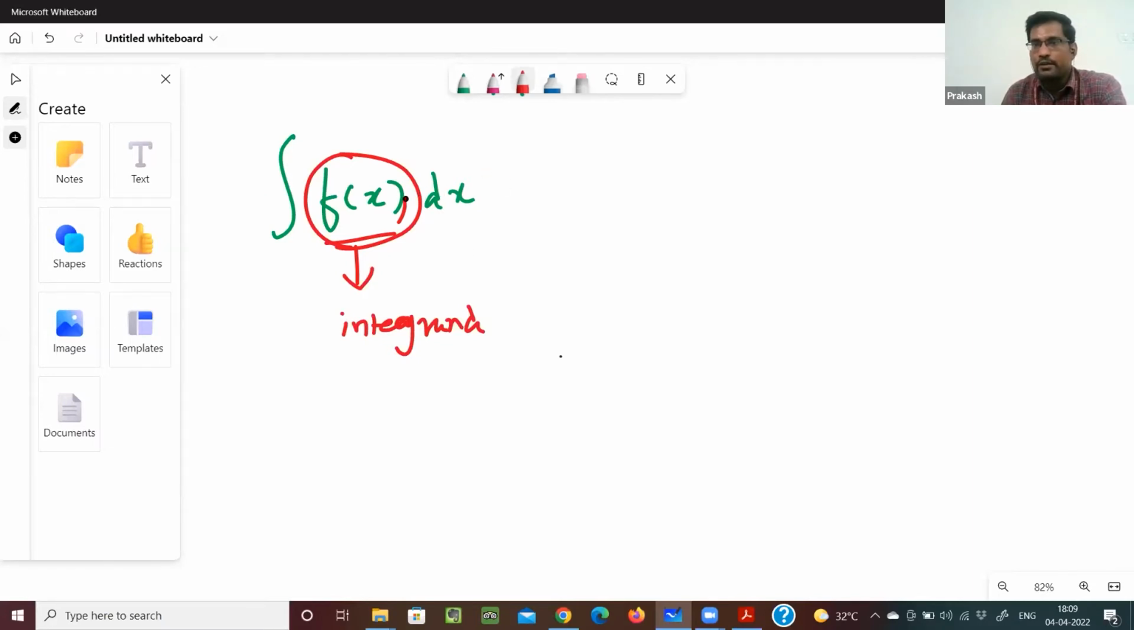Here the whiteboard is visible to everyone, right? This whiteboard. Yes. Okay. Students, if you have to communicate anything, you can type it in the chat box.